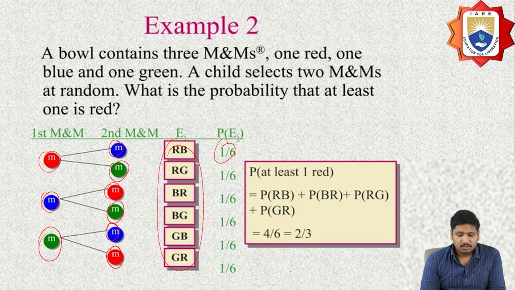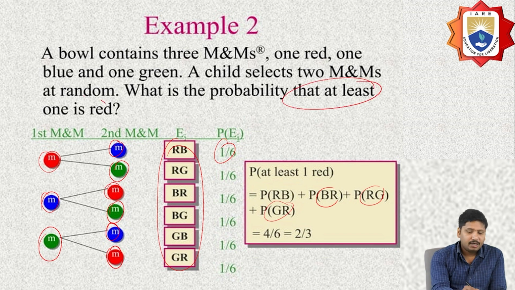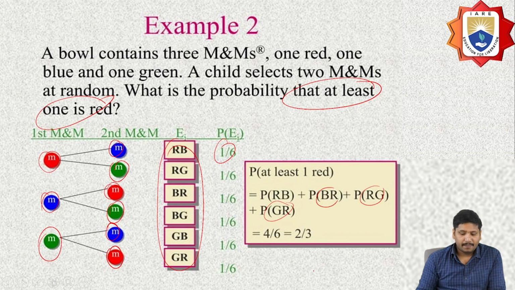So what am I going to get? The probability of red green, red blue, blue red. So what is the probability of getting at least one red? I'm going to get 4 by 6. Red blue, red green, so 4 options you can get. So that should be 4 by 6, which is 2 by 3.